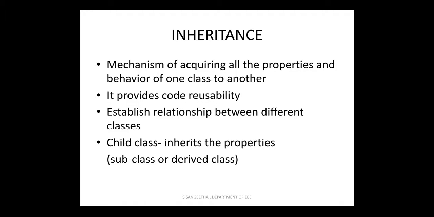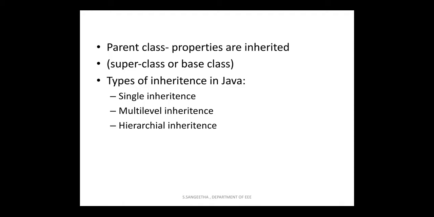A class which inherits the properties is called a child class. It is also known as a subclass or derived class. A class whose properties are inherited is known as a parent class. It is also known as a superclass or base class. There are some types of inheritance in Java. These three types are single inheritance, multi-level inheritance, and hierarchical inheritance. These are the types of inheritance in Java.